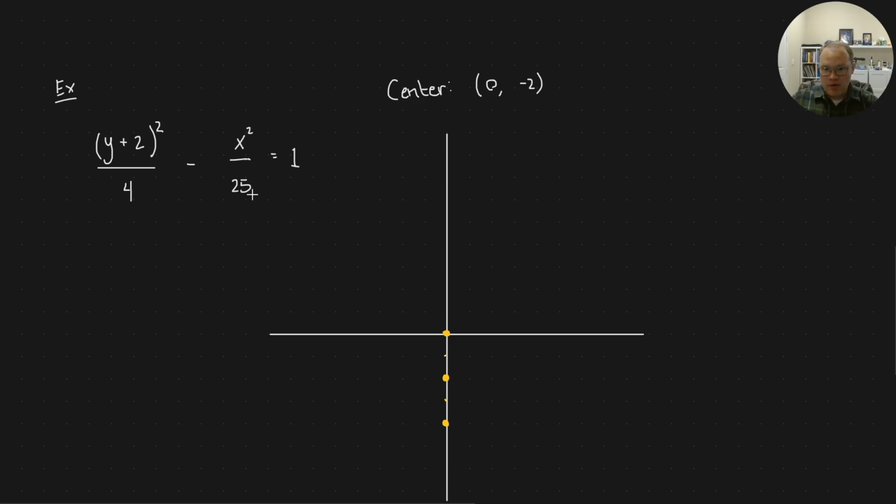And the denominator of the x squared term is 25. So I'm going to go square root of 25. That's 5 units left and right. Okay, so 1, 2, 3, 4, 5 units right. 1, 2, 3, 4, 5 units left. Draw your box around the center so that it goes through those 4 points. And then draw your asymptotes through opposite corners.